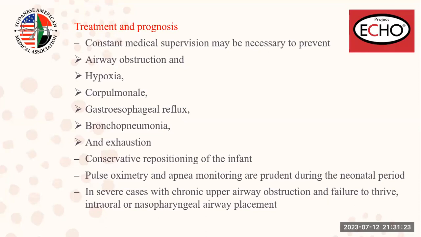So we should repeat conservative repositioning of the infants to fix the position of the breathing and help it. Pulse oximetry and apnea monitoring are prudent during the neonatal period, just to be very careful about the level of oxygen in the body and the ability of breathing. And this should be in a hospital setting, because if any problem should occur, the management should be immediate and fast. In severe cases with chronic upper airway obstruction and failure to thrive, intraoral or nasopharyngeal airway placement should be done to help the children thrive or grow a little bit.